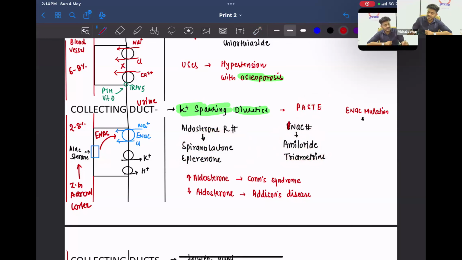Or you can simply remember ENaC blockers with a mnemonic. This is going to be the EAT group of drugs, EAT, right? Remaining will be potassium sparing diuretics, right? ENaC mutation will lead to a syndrome. This is known as Liddle syndrome.